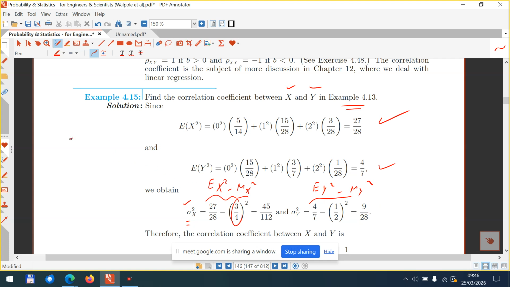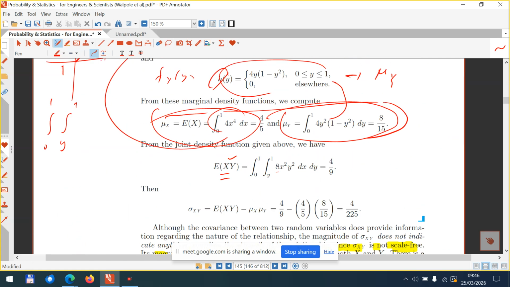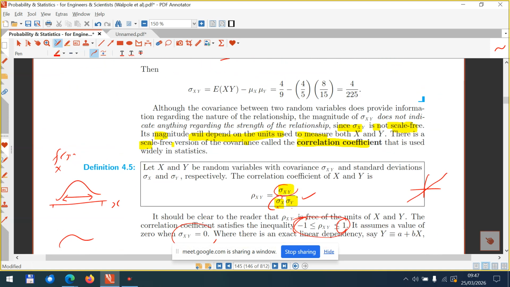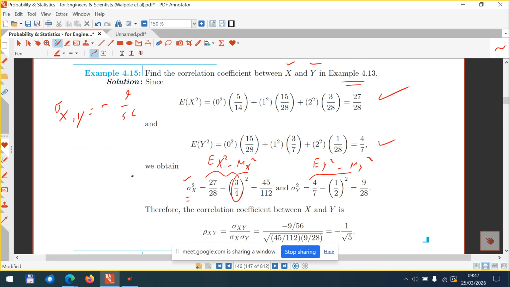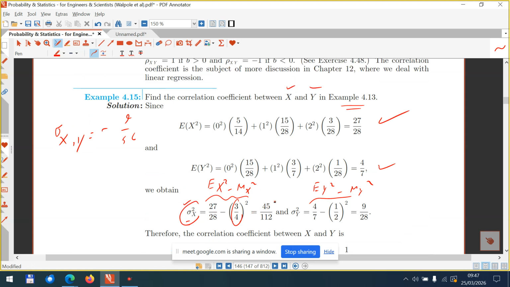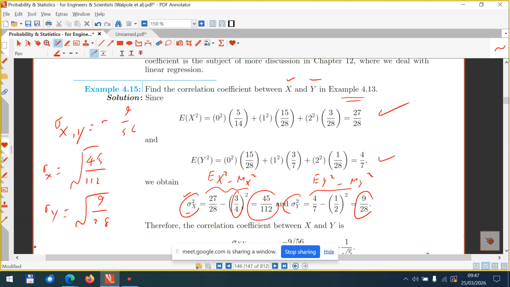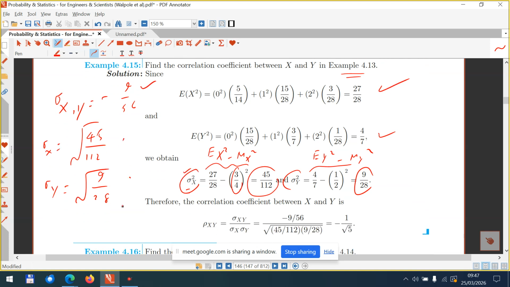So now you have sigma xy from that example, which is minus 9 over 56. And now you have computed these variances. This is the variance, 45 divided by 112 is the variance. So if I take the square root, I will get the standard deviation. The variance of y is 9 over 28. So if I take the square root, I'll get the standard deviation of y. And now I need to divide this thing by the product of these two.